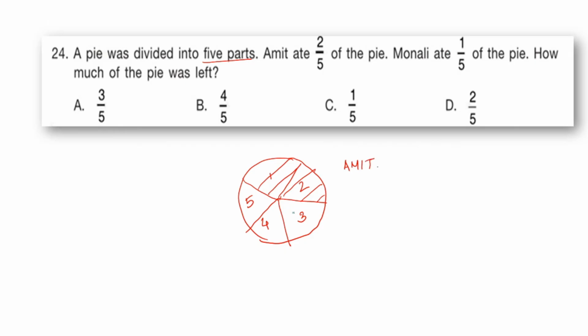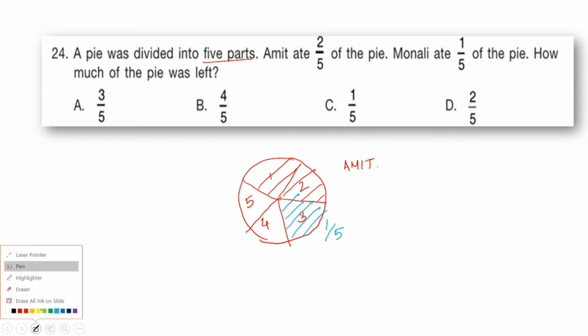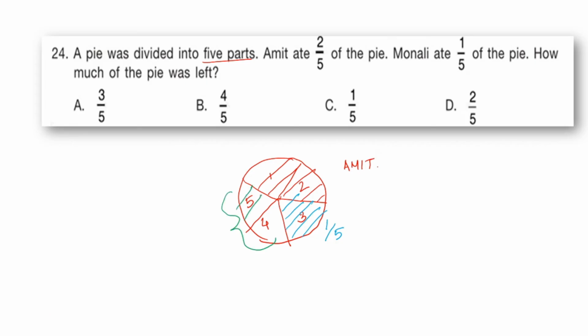And let's see how much Monali ate. Monali ate 1 part of 5. So this is 1 by 5. So that means what is left is this. That means again 2 parts are leaving. So 2 by 5 is what is left of the pie. So our right answer is option D.